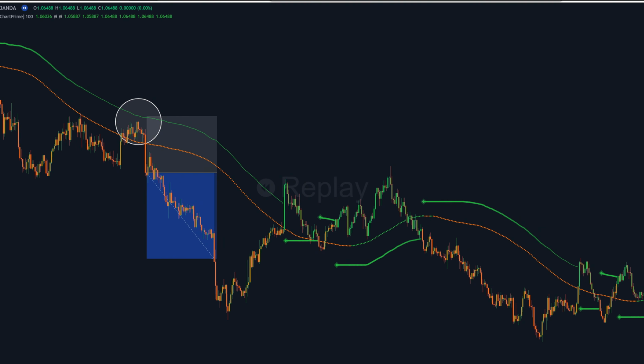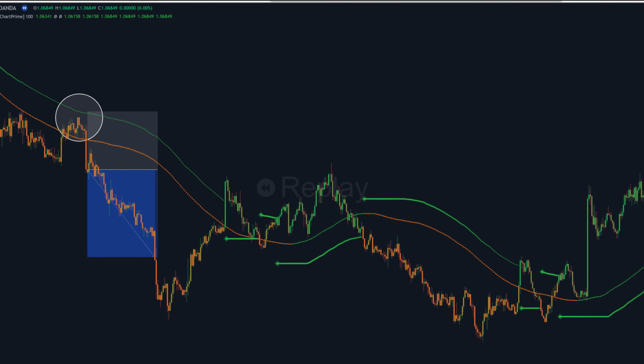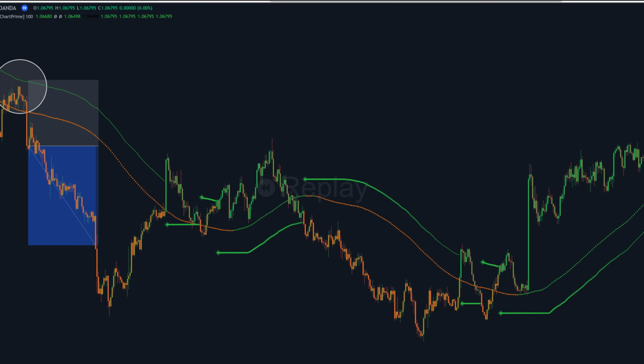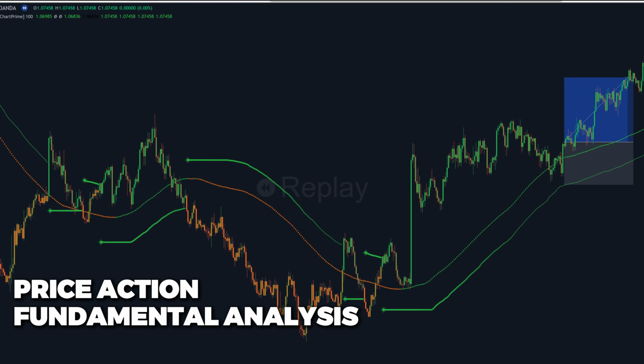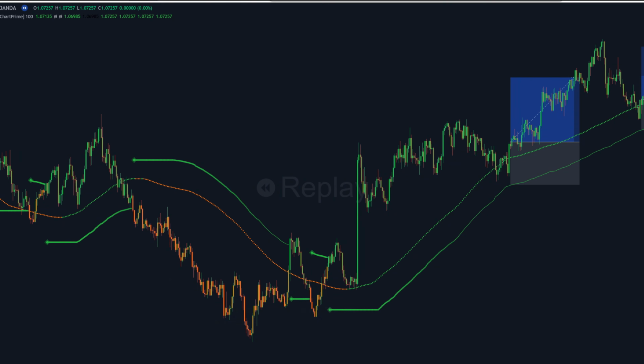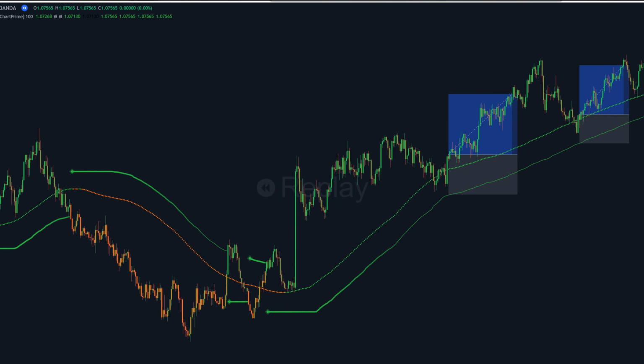Now, remember, this is not financial advice. The strategy shown here is made up only of indicators, and it's always best to add your own price action or fundamental analysis to make it a complete system. You should always do your own research and backtesting before trading with real money.